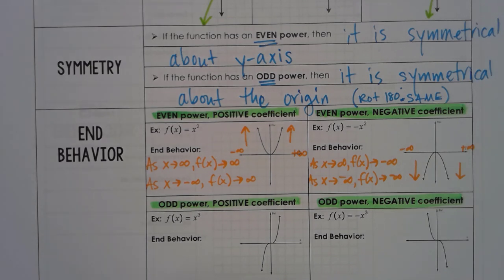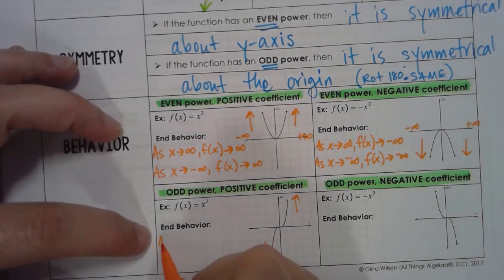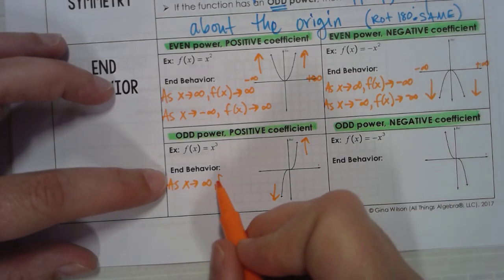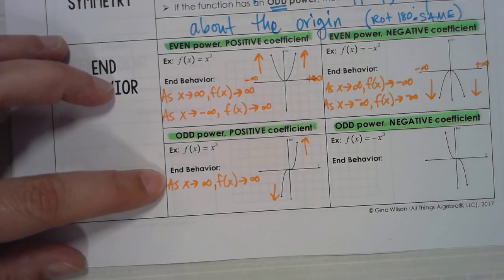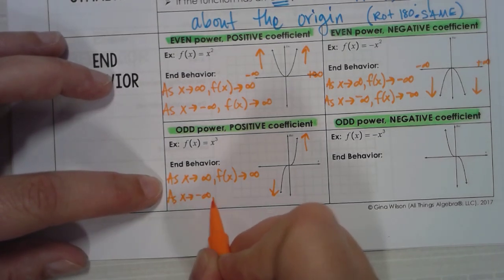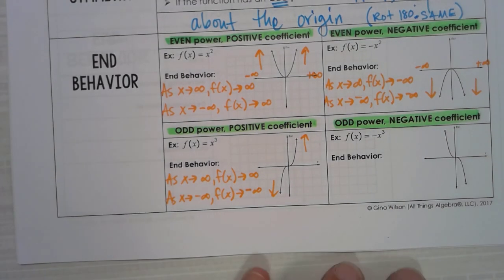So even, positive, even, negative, positive, odd, negative, odd. Yeah? See? You can do like aerobics. Got it? So on this side, it's going to go up, and this side, it goes down. As our x's get bigger, that's off to the right, our function goes up towards positive infinity. And then on the left side, as our x's get smaller, our function goes down to negative infinity.